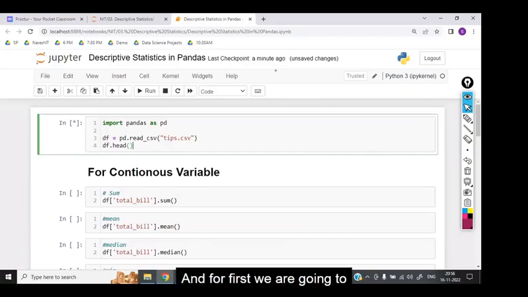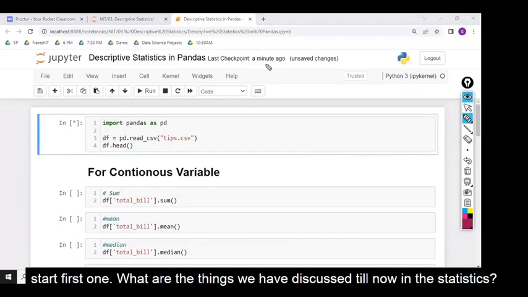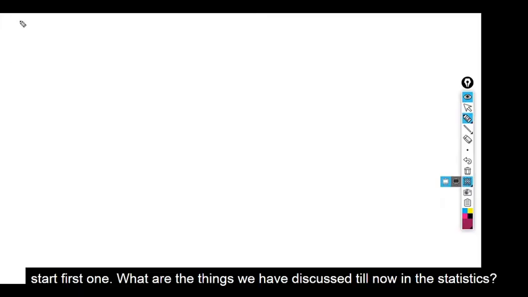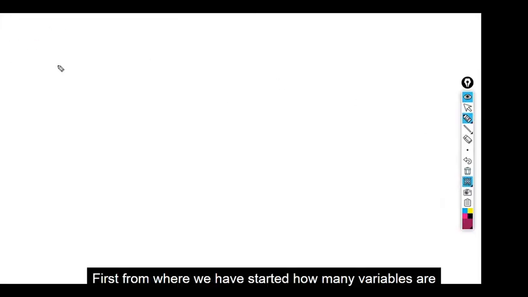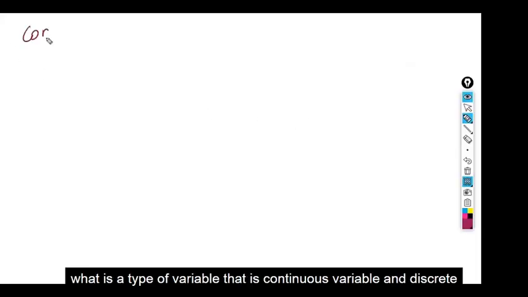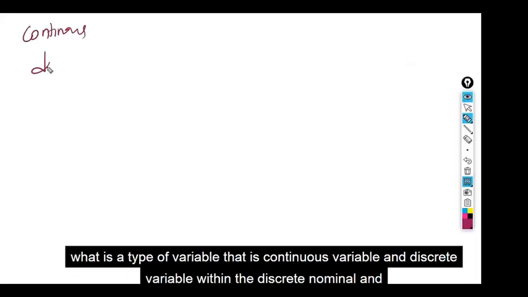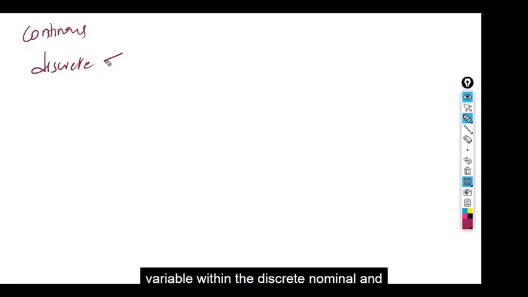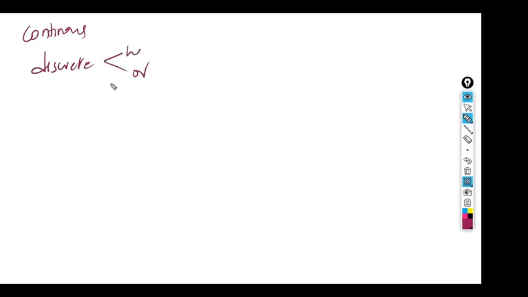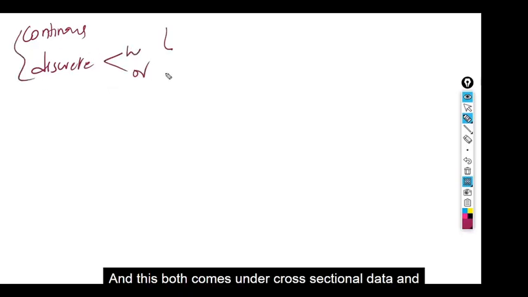And first we are going to start with the first one. What are the things we have discussed till now in statistics? First, from where we started: how many variables are there, and what is the type of variable? That is continuous variable and discrete variable. Within the discrete, nominal and ordinal. And both of these come under cross-sectional data. And apart from that, time series data. That is the first one.